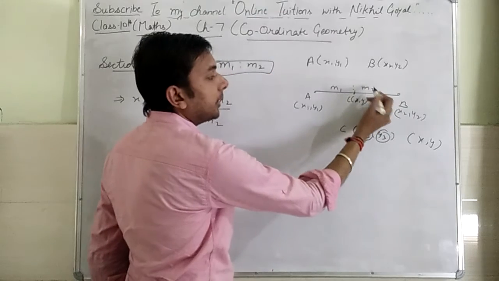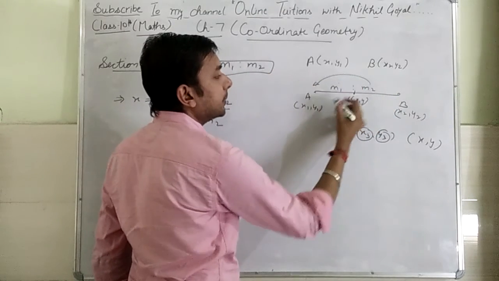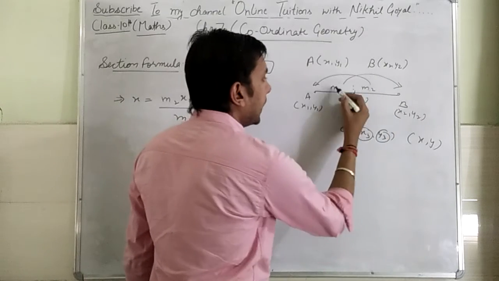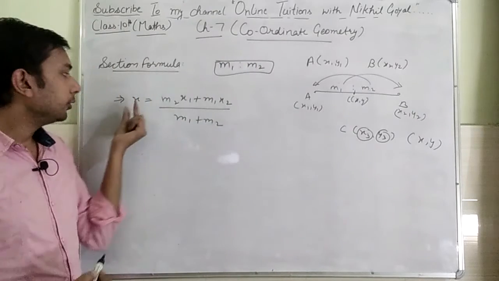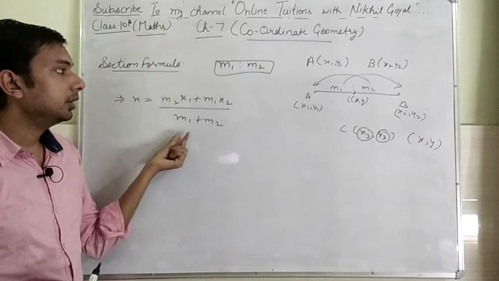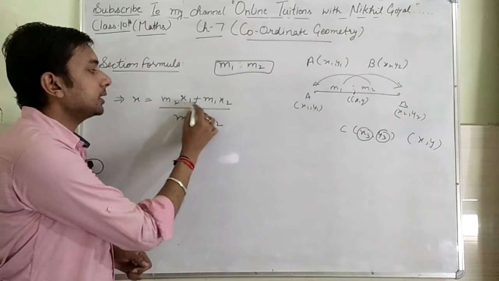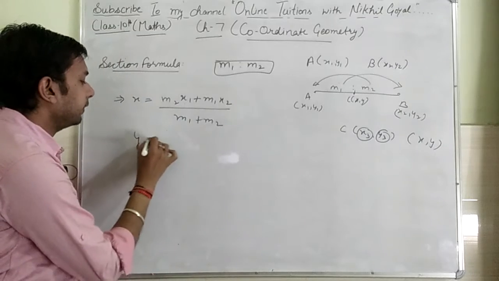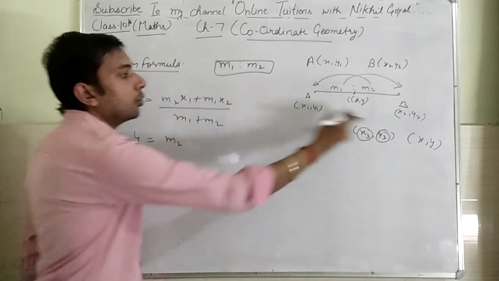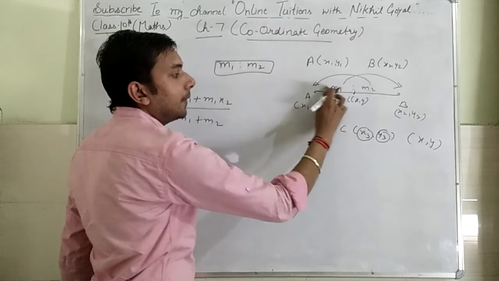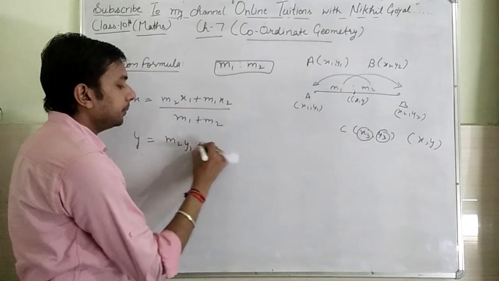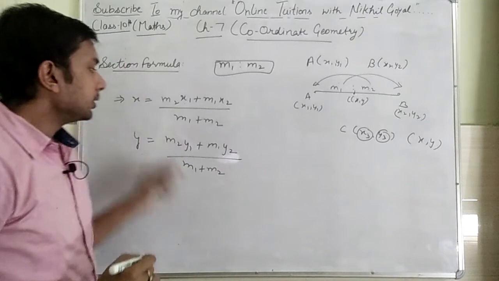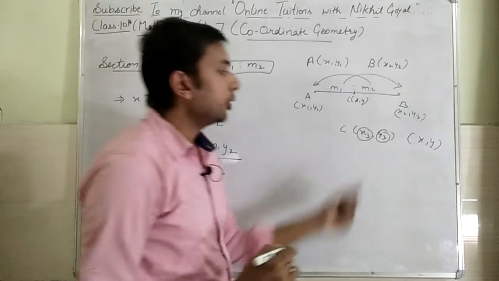You have to multiply the second part of the ratio by the first point and the first part of the ratio by the second point. You will get m2 into x1 and m1 into x2. So to calculate x, we will use only the x coordinates and the given ratio: m2 into x1 plus m1 into x2 divided by the sum of the ratio, m1 plus m2. Similarly, to find y, we will use the same ratio but the y coordinates: m2 y1 plus m1 y2 upon m1 plus m2. So after calculating these, we will find the value of point C.